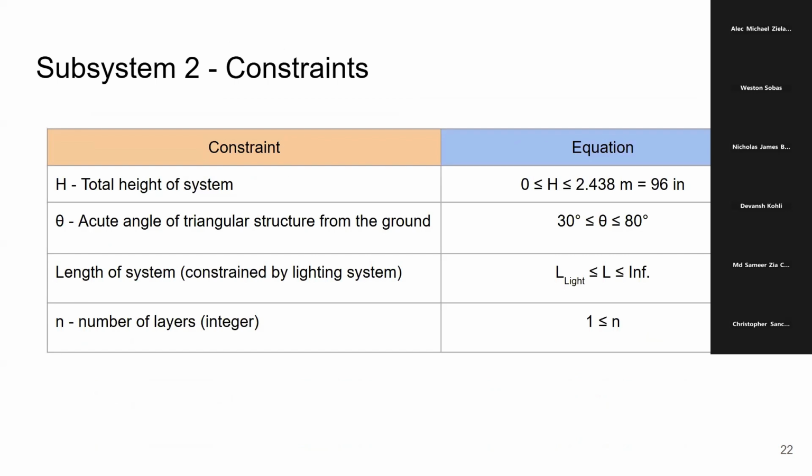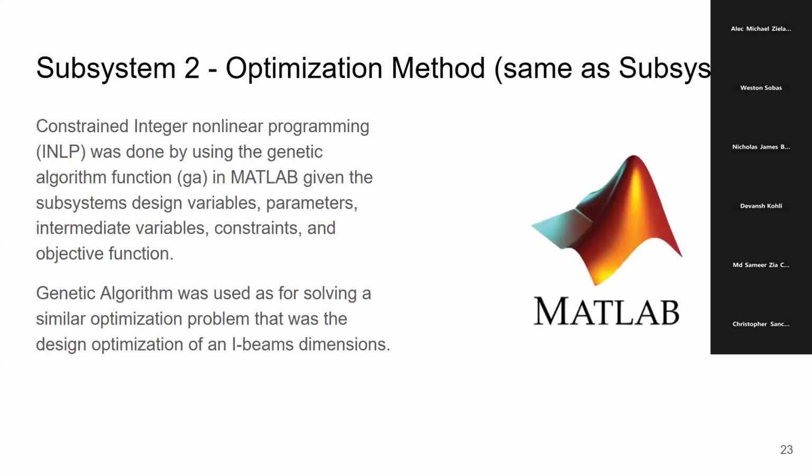Subsystem 2's constraints include a constraint on total height of the system, on the angle of the system from the ground, the length of the system, and the number of layers. Subsystem 2 was optimized using the same method as subsystem 1. It is also a constrained integer nonlinear programming problem, and it was done with the genetic algorithm function in MATLAB.